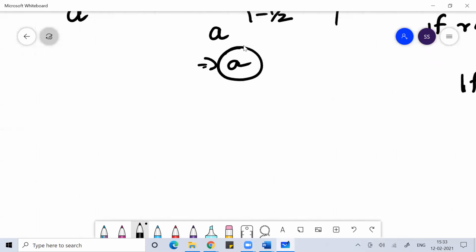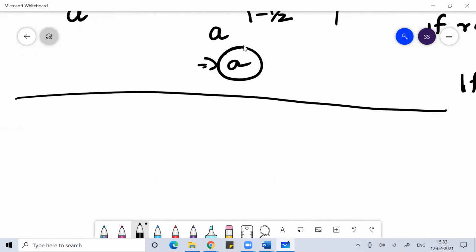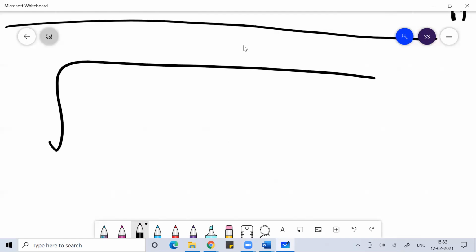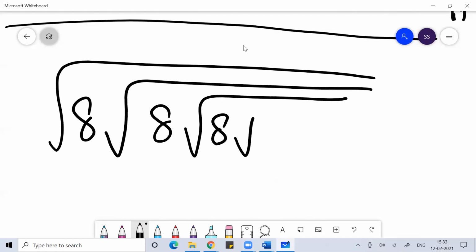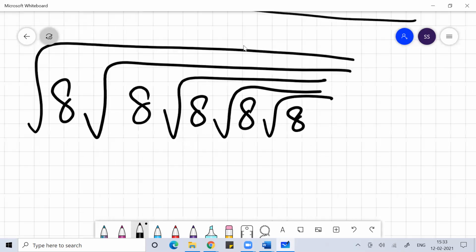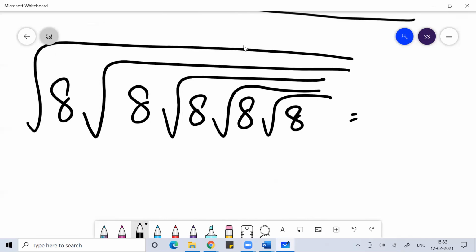Okay. Then going further, if I ask you root 8, then again root 8, again root 8, again root 8, again root 8. Now here it is not infinity. If I'm asking what the answer is, the answer is a to the power what? Count the roots. How many roots are there? 1, 2, 3, 4, 5. So 5 roots are there.